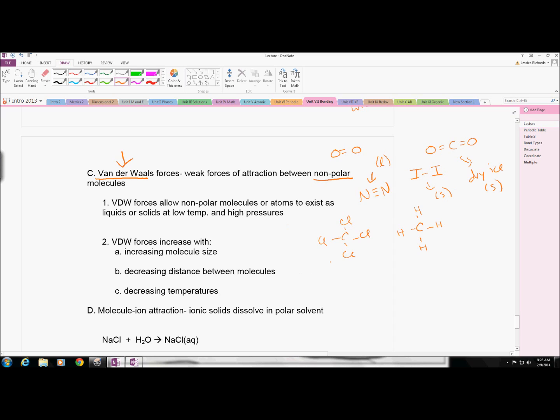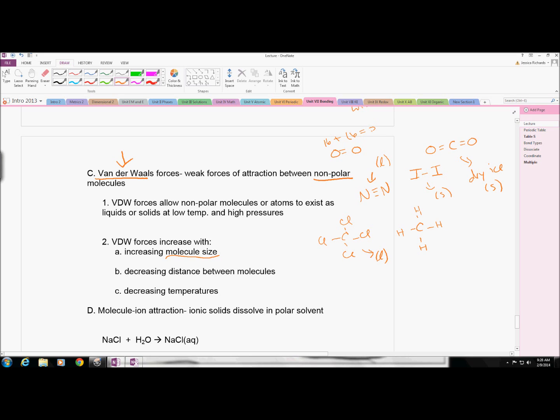Carbon tetrachloride is a liquid. There's no charge difference here to explain why they cling together. They are not like magnets, they're like marbles. So van der Waals forces say that the bigger they are, we're talking about finding their gram formula mass.